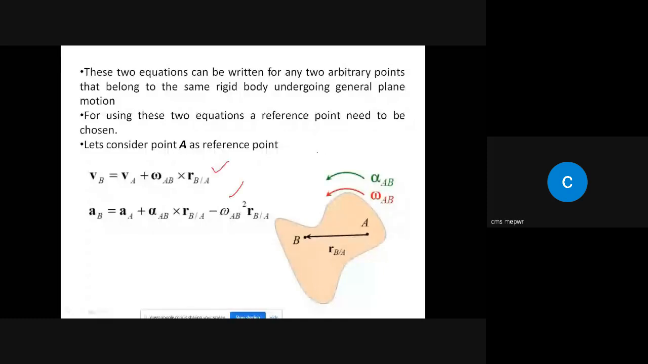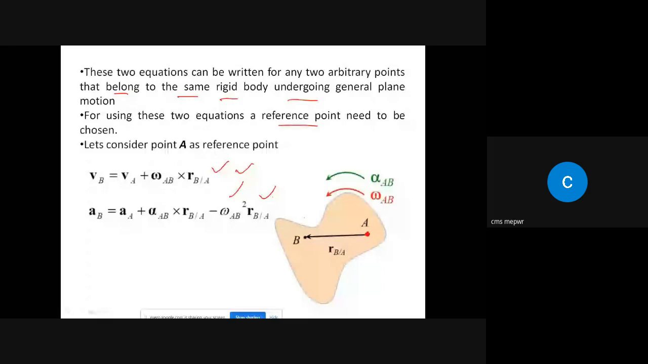But the one thing that we must remember is that on any rigid body, if we have two arbitrary points, point 1 and 2, or point A and B, we can write these two equations which we just derived. But we must keep in mind that these two points must belong to the same rigid body, and that rigid body must be undergoing general plane motion. For using these two equations, we must select some reference point. In this case, the reference point we selected was A. To find the position of point B, we had a position vector starting from A towards B, and we got these two equations.